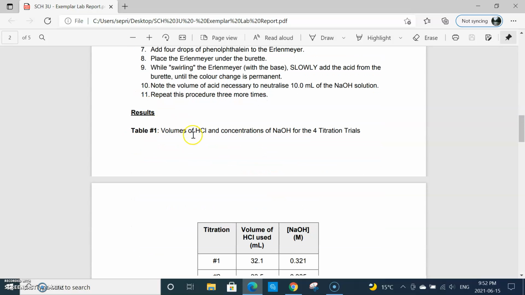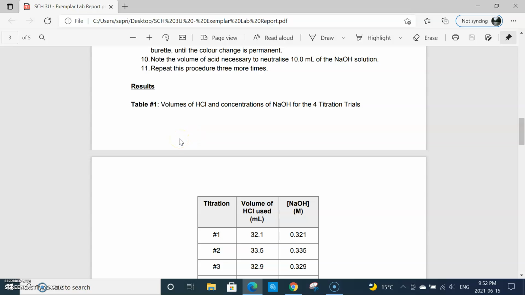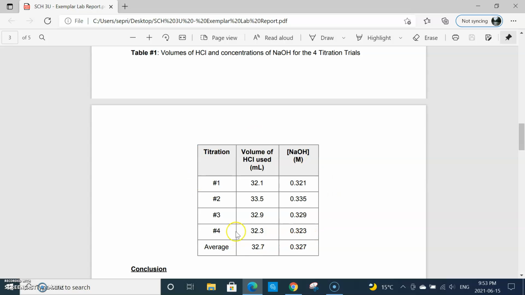Now see in the results section, that's where you communicate what you actually determined in your experiment and what your investigation shows. What data did you collect? You'll see in this exemplar report there's a table. Now the table, it's not always going to be a table.